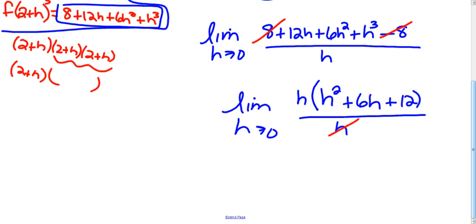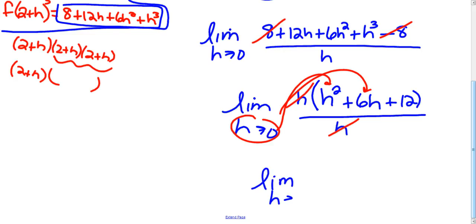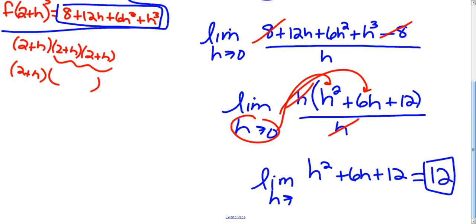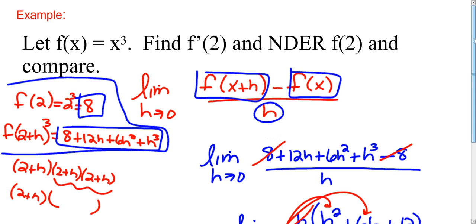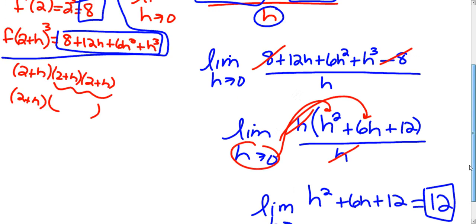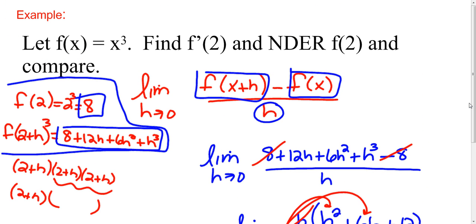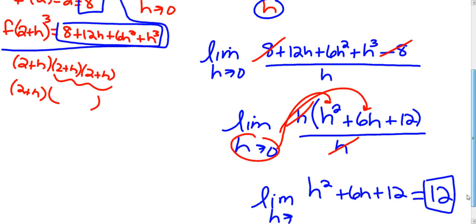Fortunately, these two h's cancel, and now I can substitute 0 in for h. When I substitute 0 into h squared plus 6h plus 12, I get 12. So I'm saying that the slope of the tangent line at an x value of 2 is 12 on an x cubed curve. And I can graph that and look at the slope of the tangent line and figure that out.